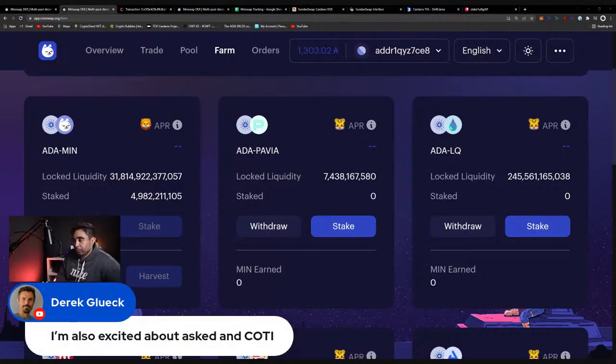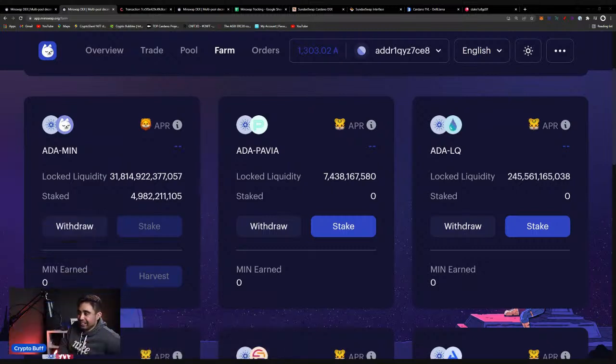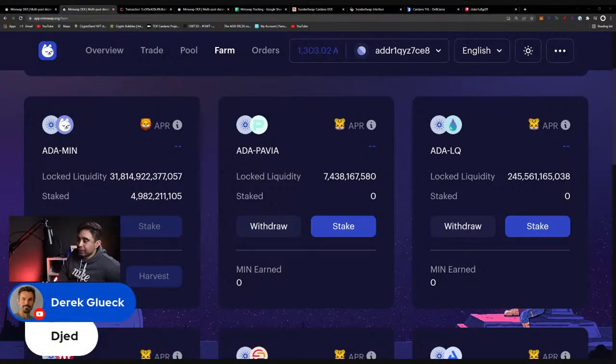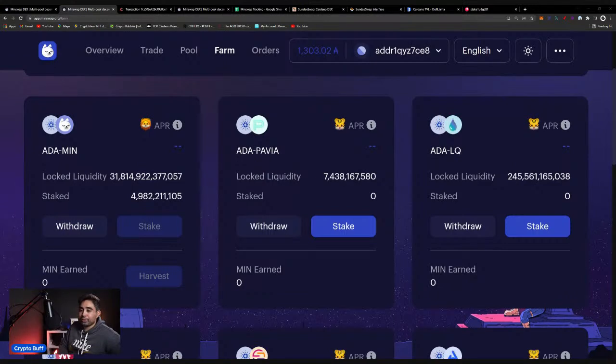Honestly, I'm excited to see some stable coins. With Djed, that's going to contribute so much to the TVL when we start to have stable coins. It's going to be crazy.